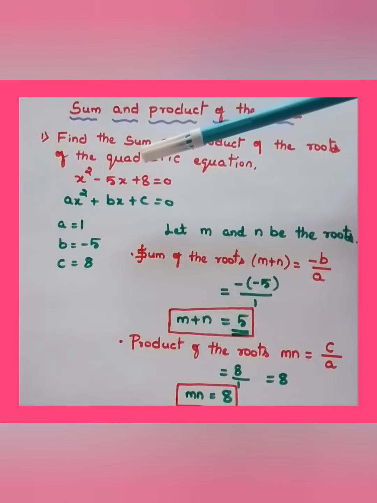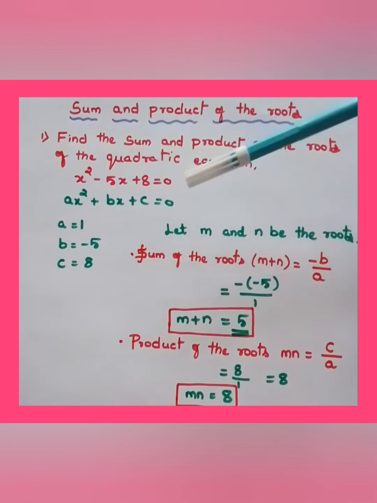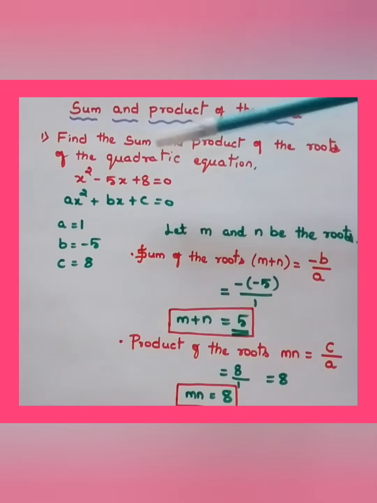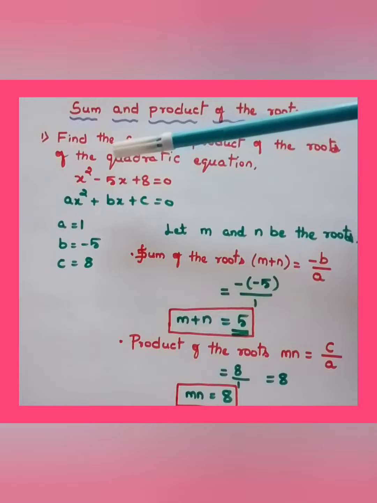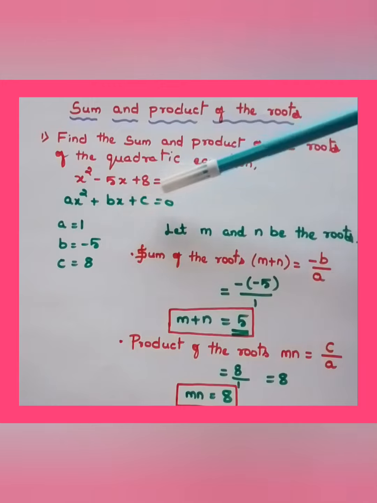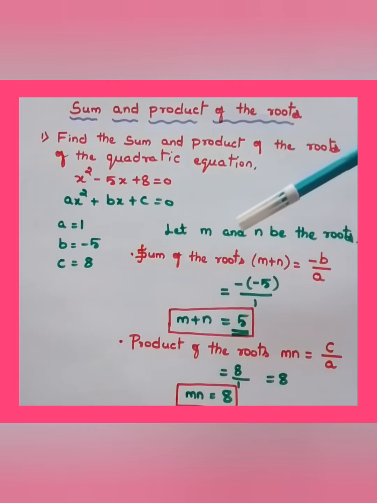x square minus 5x plus 8 is equal to 0. Compare with the standard form of the quadratic equation, ax square plus bx plus c is equal to 0, and find the values of a, b and c. If nothing is given as the coefficient of x square, it is understood to be 1. So a is 1, b value is minus 5, c value is plus 8. Let m and n be the roots. It is not compulsory that you choose m and n only. You can choose any letters, but in general we use these, okay?